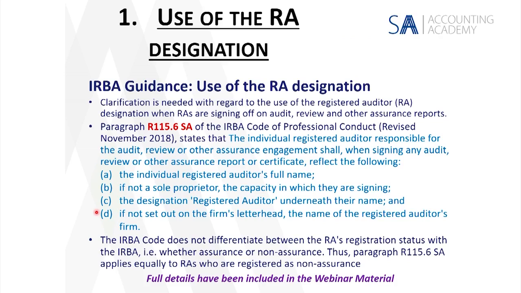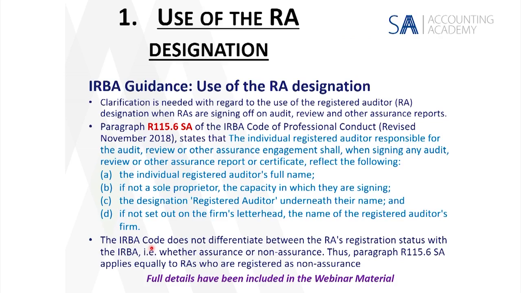Okay. So really what happens here is the effect of this requirement is that all RAs, irrespective of what their registration status is, whether it's assurance or non-assurance, the IRBA code doesn't differentiate between that. Okay, so R115.6 SA, if you're not a sole proprietor with any other professional designation, they don't differentiate between the RA's registration status with IRBA, so whether you are assurance or non-assurance. So that paragraph applies equally to RAs who are registered as non-assurance and not.